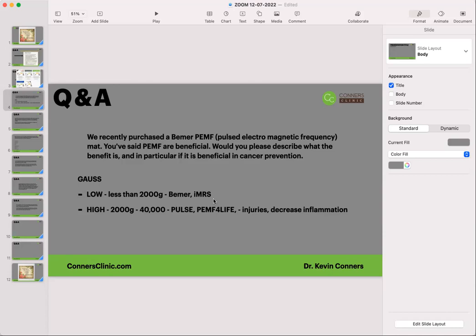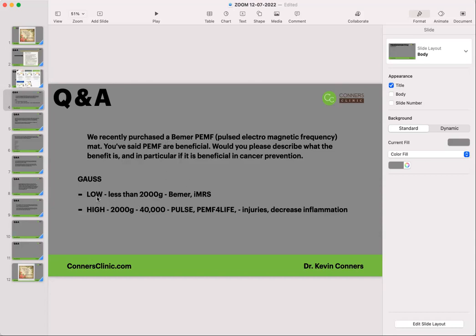I have no idea. But those are low Gauss output machines, and I don't think they're nearly as beneficial for cancer patients, or somebody with any serious disease, or somebody with peripheral neuropathy. That's another really great use of PEMF, if I have peripheral neuropathy from chemotherapy. Well, the PEMF helps stimulate the nerves and can help heal the nerves so that it can help decrease peripheral neuropathy symptoms. But the low Gauss output machines are not going to have nearly the same benefit. So that's a little spiel on PEMF.